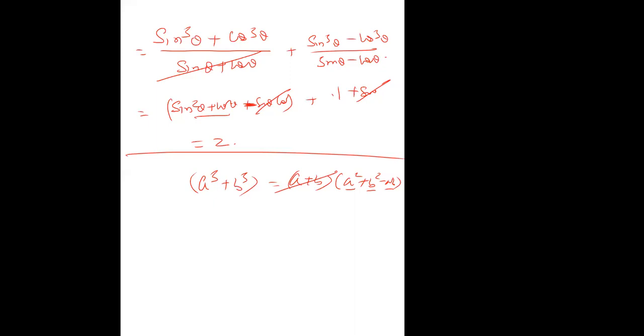So this will be 1 minus sin theta cos theta, and this is 1 plus sin theta cos theta. 1 is in the plus and 1 is in the minus, so cancelling out both sin theta cos theta. So 1 plus 1, 2 is the answer. Okay sir. Okay.